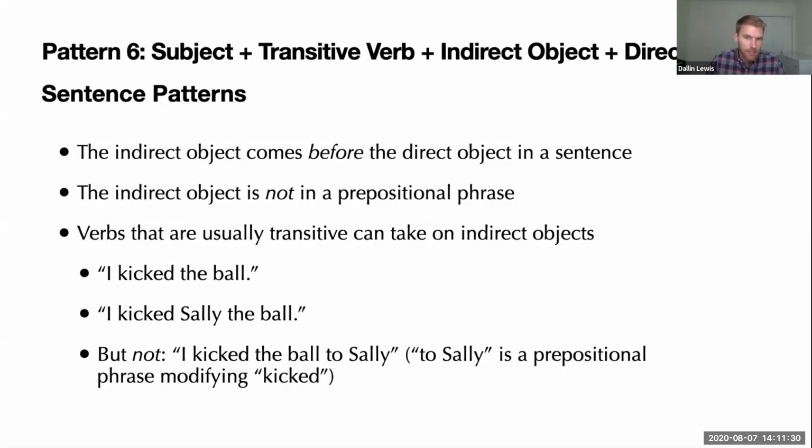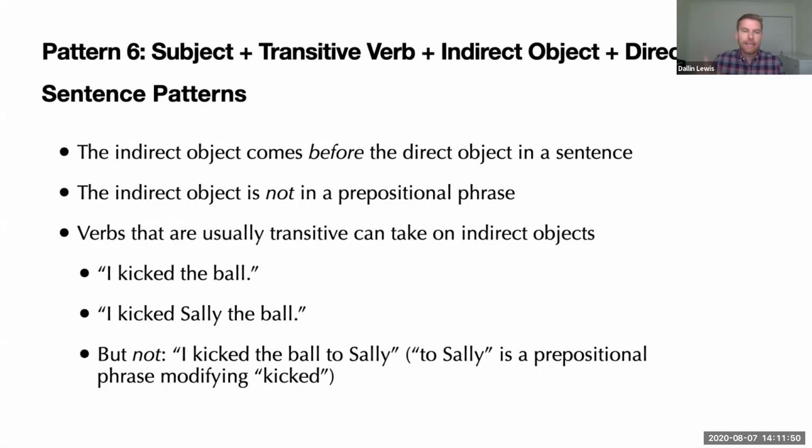Notice that indirect objects actually come before direct objects in our sentences. The girl sent Santa Claus her wish list. Santa Claus comes before wish list. The indirect object comes first. You have two nominals in a row, essentially. In this case, Sally and the ball.